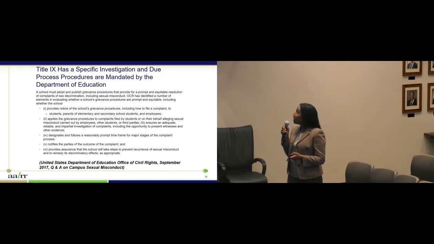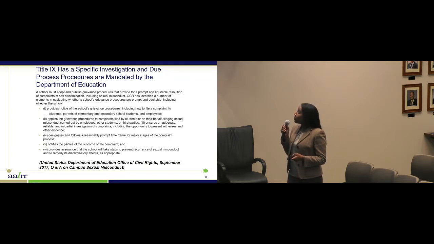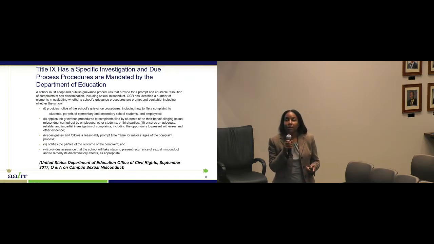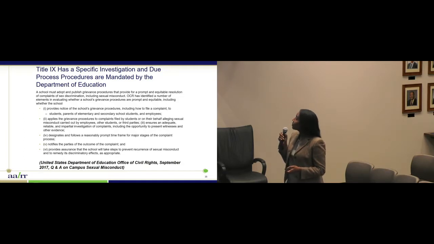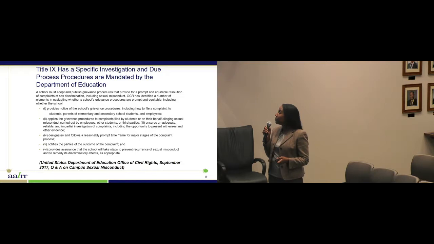So we have a notice of the school's grievance procedures. There has to be a reasonably prompt timeline for the investigation, and notification of the parties of the outcome of the complaint. There has to be an impartial investigation, opportunity to be heard and to present witnesses. And then the school has to assure that it'll take steps to prevent recurrence of the sexual misconduct and to remedy its discriminatory effects as appropriate.